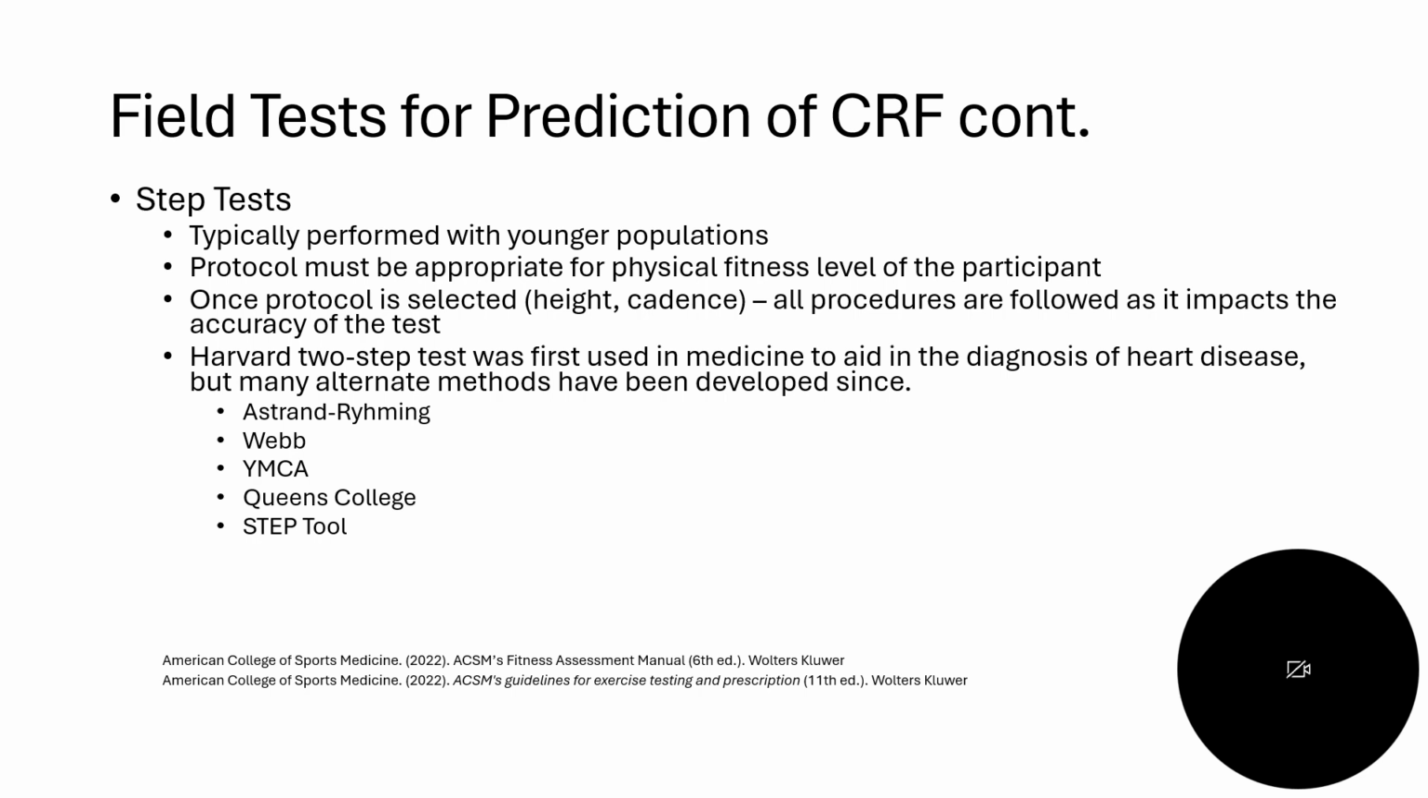Step tests are usually performed with younger populations, and the protocol must be appropriate for the physical fitness level of the participant. Once the protocol is selected, the height or the cadence, all procedures must be followed as it impacts the accuracy of the test. The Harvard two-step test was first used in medicine to aid in the diagnosis of heart disease, but many alternate methods have been developed since that time. There's the Astrand-Rhyming, Webb, YMCA, Queens College, and the STEP tool. These are all different methods that can be used for step tests.